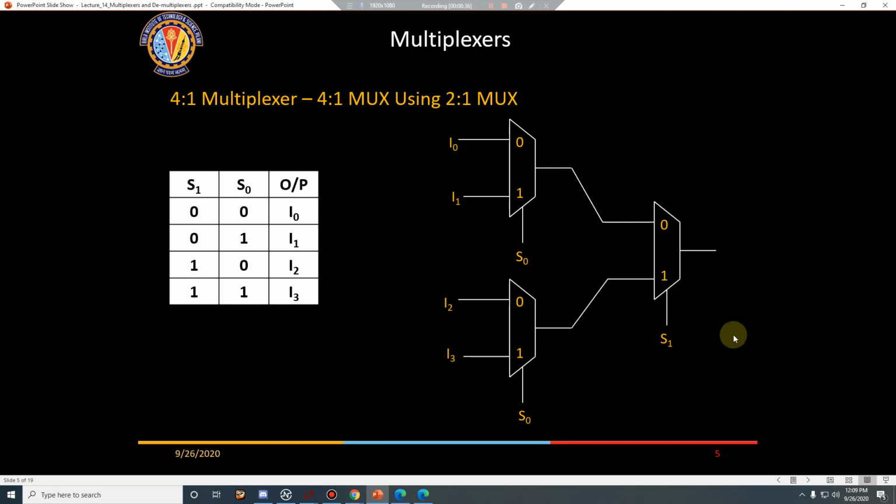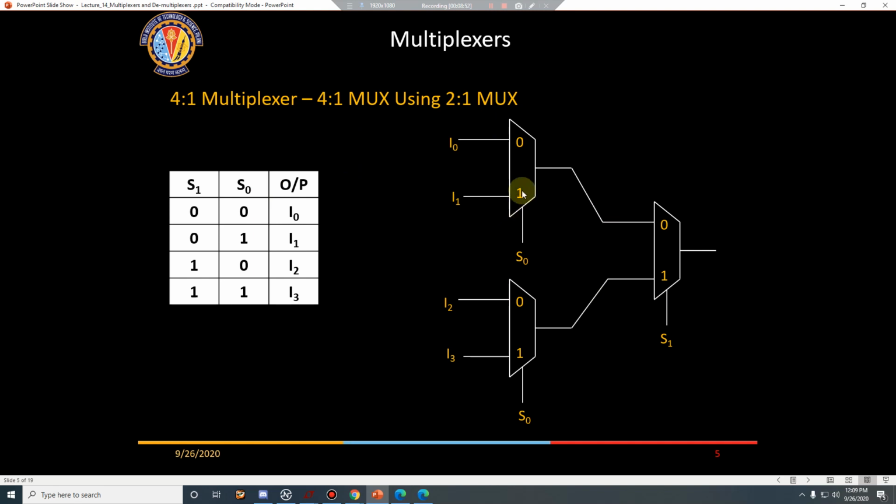Is this aspect clear? Anybody? Yes, sir. So this is making a 4 into 1 mux using 2 into 1 muxes. So this is one option which we see.